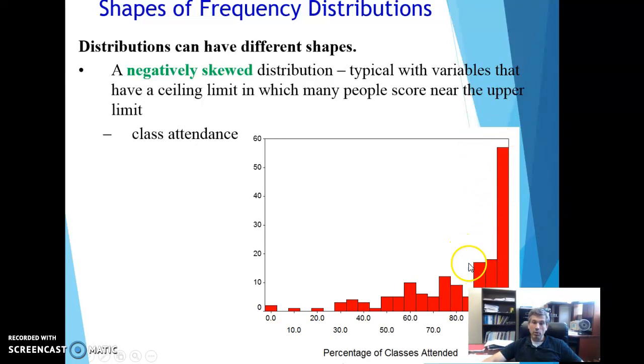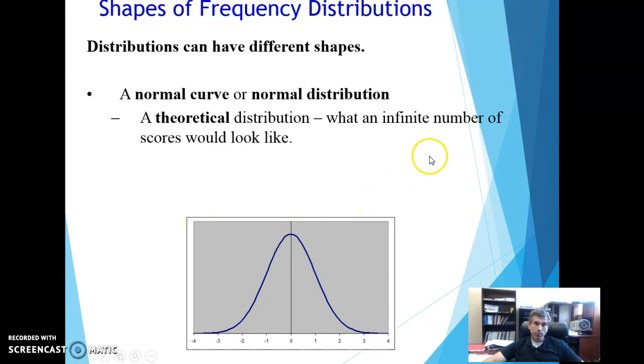Then, with smaller frequency, we have people that only miss once in a while; lower frequency, people that miss pretty often; people that miss half the time. We see that tail going all the way down to those minimum numbers. So it's a negatively skewed distribution.